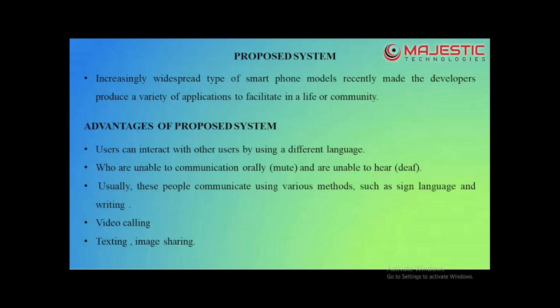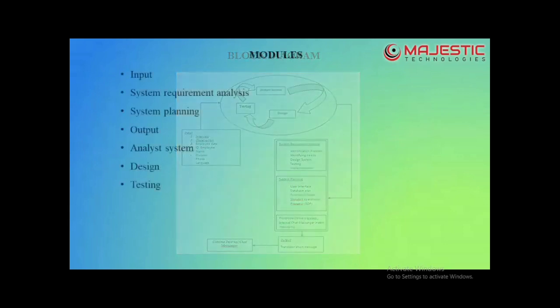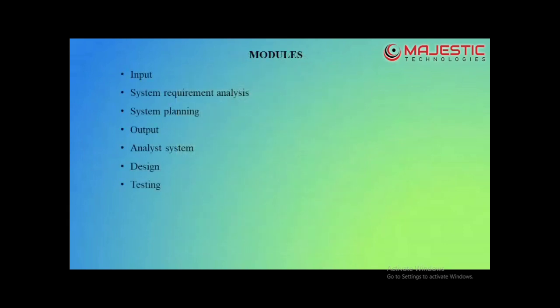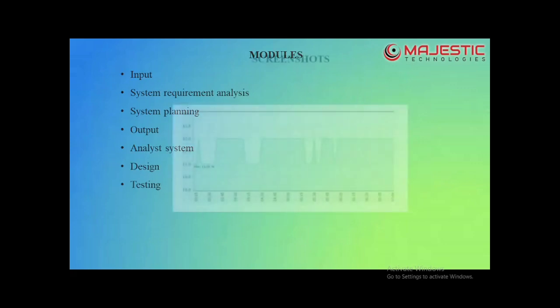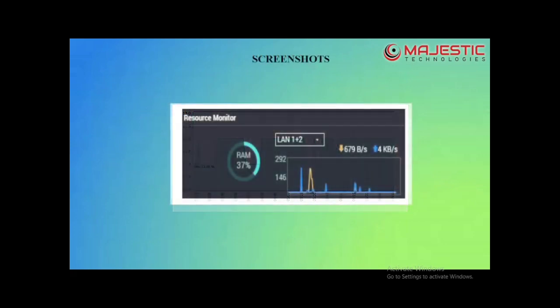Users can interact with other users by using different languages, including those who are unable to communicate orally and are unable to hear. The modules are input, system requirement analysis, system planning, output, analysis system, design, testing. Some screenshots from our project.